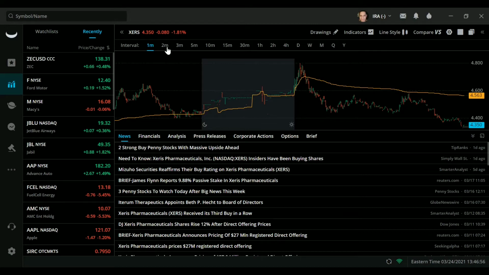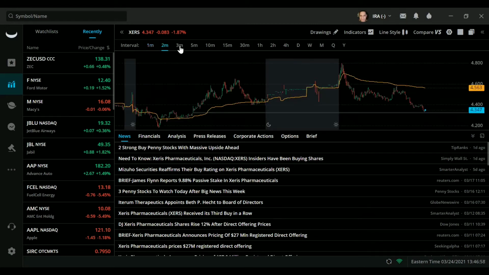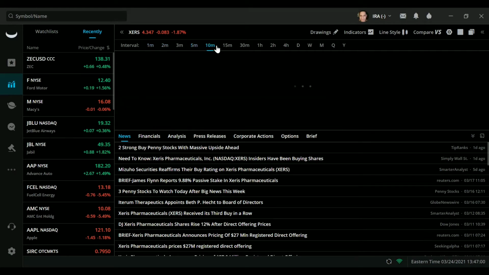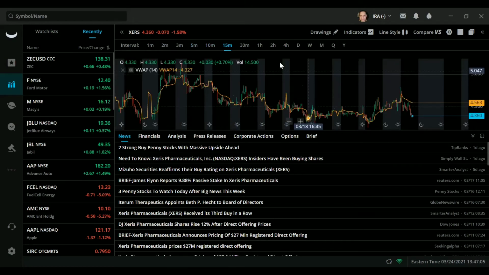So here's, if I wanted to see the chart in a 2 minute, in a 5 minute, 10 minute, and so on. So it paints a picture. It's not as clear and functional as the other one was, but this does give you a great idea.